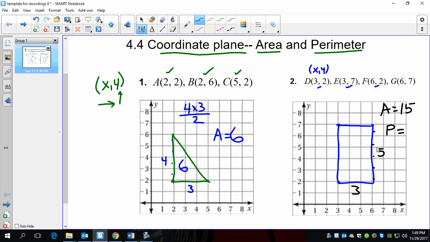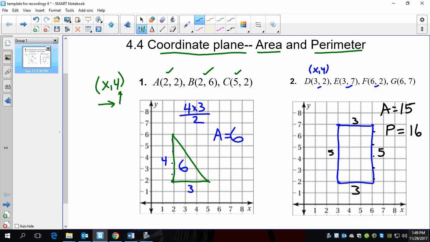Well, the one thing kids forget about is a perimeter. When we're doing perimeter, we have to add the sides. We can't forget there's a 5 over here and there's a 3 over here. So we just need to add all those sides up. 5 plus 5 is 10. 3 plus 3 is 6. 10 and 6 would be 16. So the area for this one would be 15. The perimeter for this one would be 16.